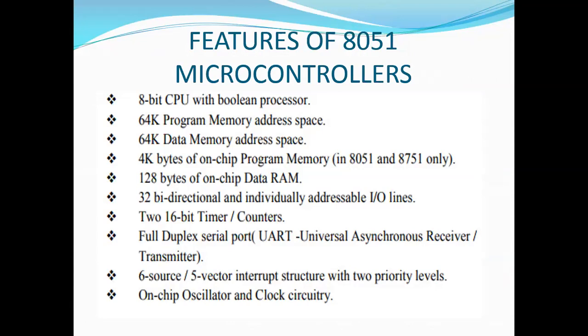The 8051 microcontroller has an 8-bit CPU. What do you mean by an 8-bit CPU? The CPU can process 8 bits at a time. Inside the processor, that is a Boolean processor, it can process data of a maximum length of 8 bits. If more data is there, it will be divided into groups of 8, and at a time 8 bits can be processed. This is the first feature, that the 8051 is an 8-bit processor.